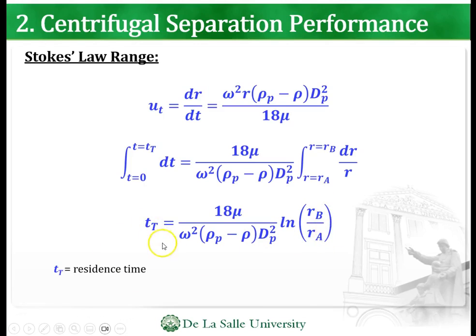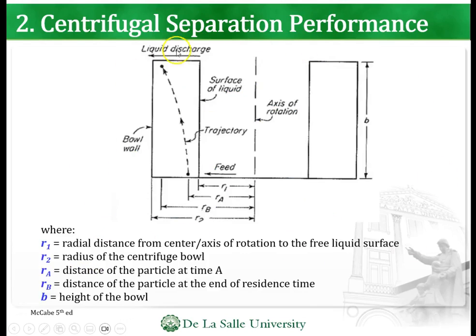By the way, the T here, take note, that's usually what you call the residence time. Let's look at the schematic diagram here. In here, this is the centrifuge. The feed, of course, is being fed in here in the middle, and then it would go outwards as it starts rotating. And then the R1, take note, that's the radial distance from the axis of rotation to the free liquid surface. And then the furthest one, R2, is the radius of the centrifuge bowl, the whole bowl.